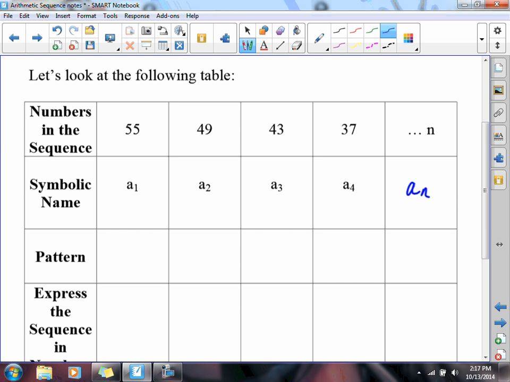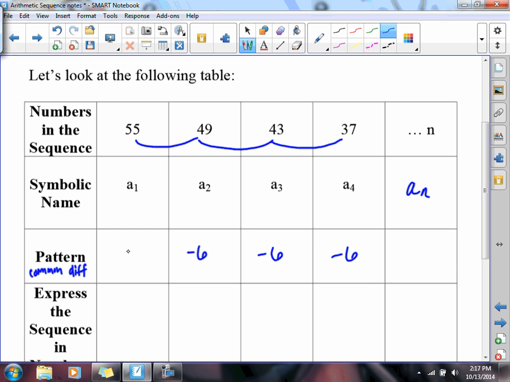Now, how do I get this sequence? What's the pattern or the common difference that I'm using? To go from 55 to 49, I would have to subtract 6. To go from 49 to 43, I would have to subtract 6. To go from 43 to 37, I would have to subtract 6. So that's my pattern. That's my common difference.